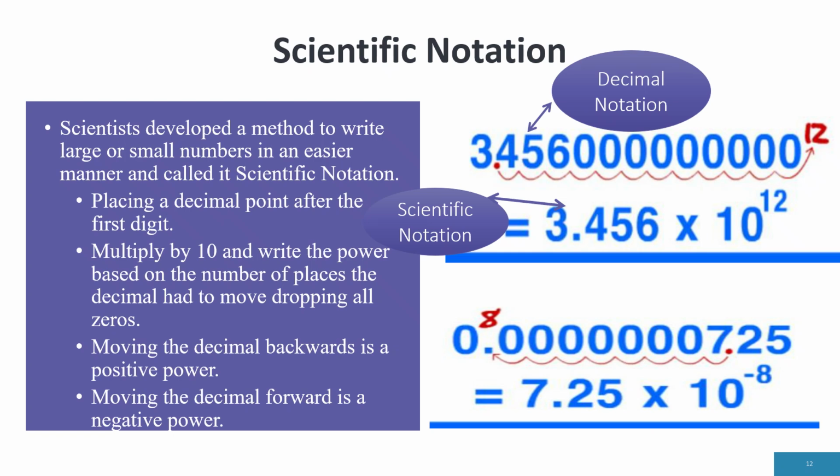So we made it smaller by saying it's 3.456, but that number has this many zeros. So that decimal had to move 12 spots in order to give you the full number without having to write it in scientific notation. Let's take a look at another number, but in this case we're moving backwards, which is a very, very small number.